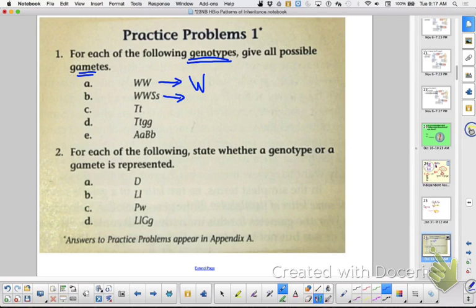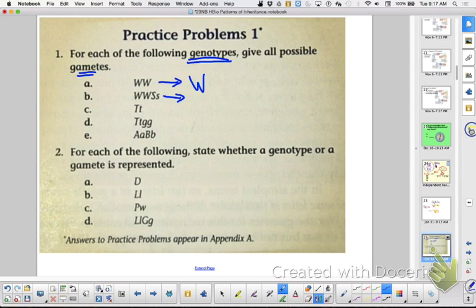Why wouldn't you put them together? Because when you make gametes, what law says that they will not go together? Close. Segregation. Law of segregation says big W will be separated from big W.